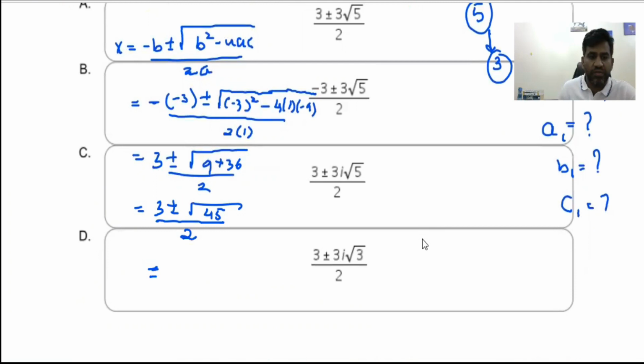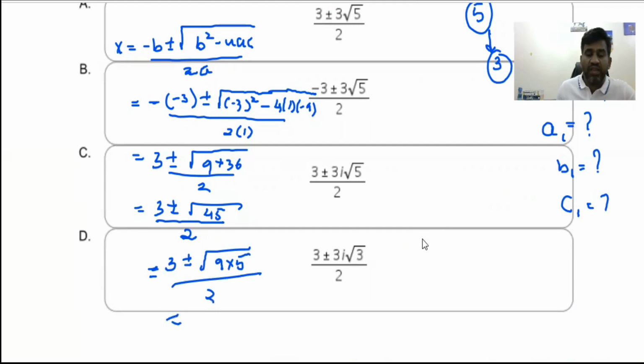So 45 can be written as 9 times 5. Why am I writing it this way? Because 9 is a perfect square number, so I can take the 9 out, and something is left inside the root. Whenever you simplify a radical or root expression, try to take out the perfect square numbers involved. That's what we are following here.